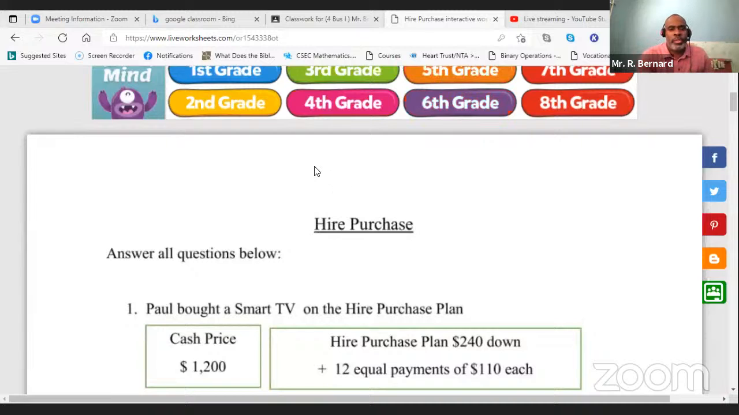Hire purchase. That's our topic for today. Moving on to hire purchase today. Quite sure you have heard the term hire purchase before.